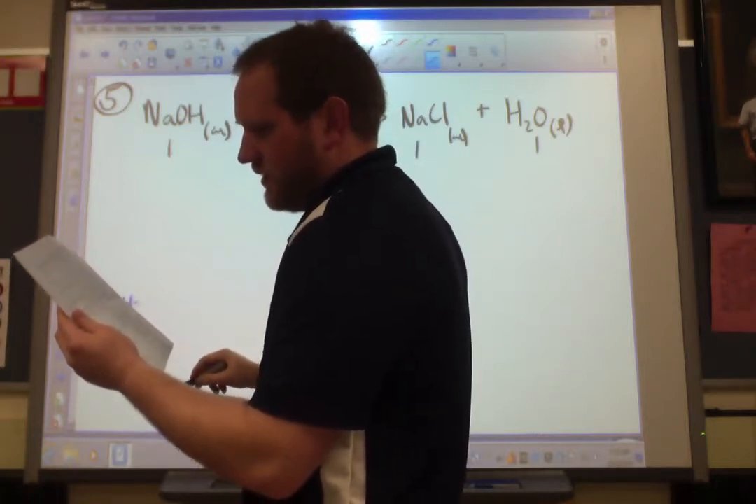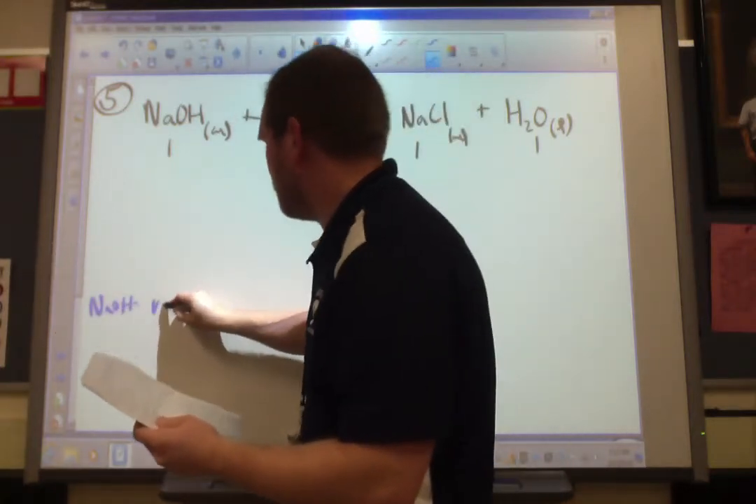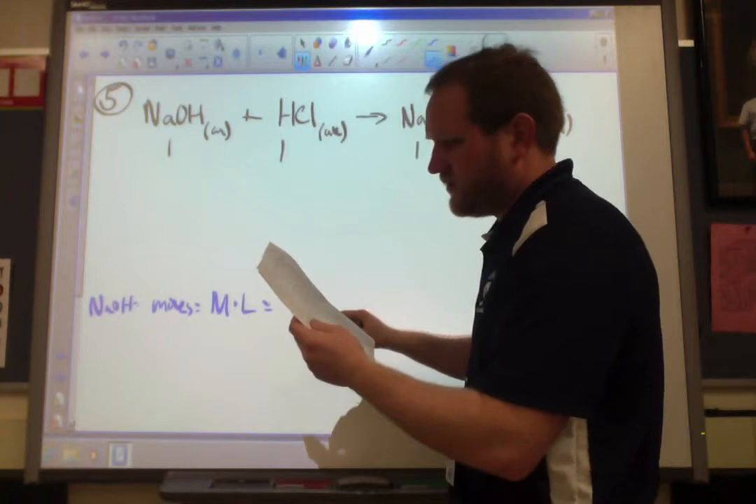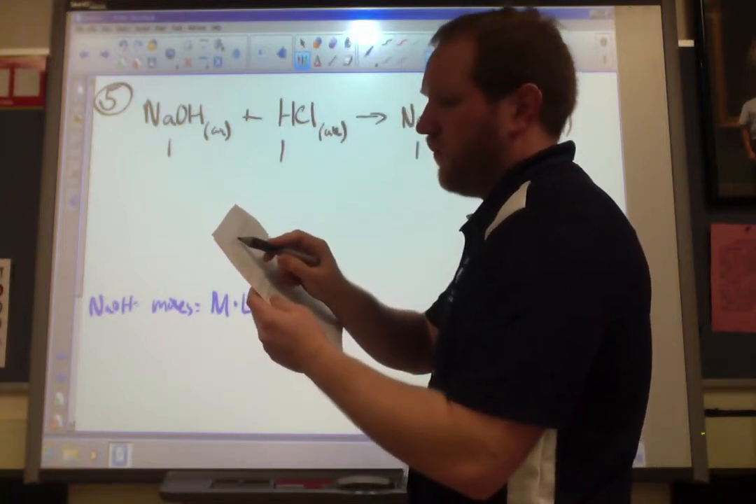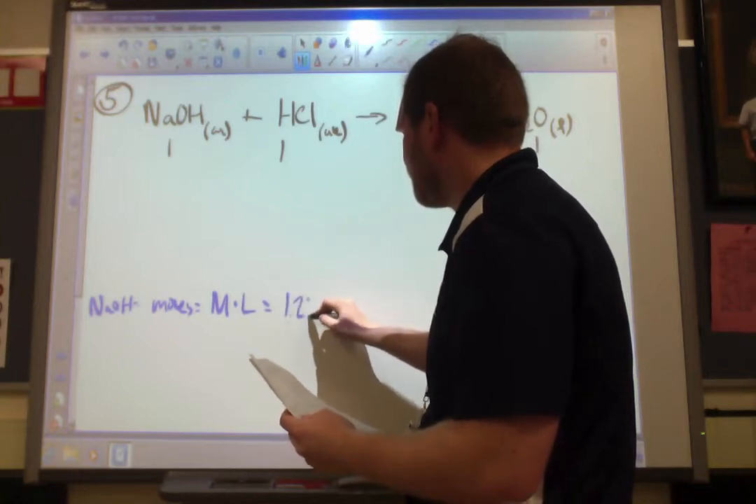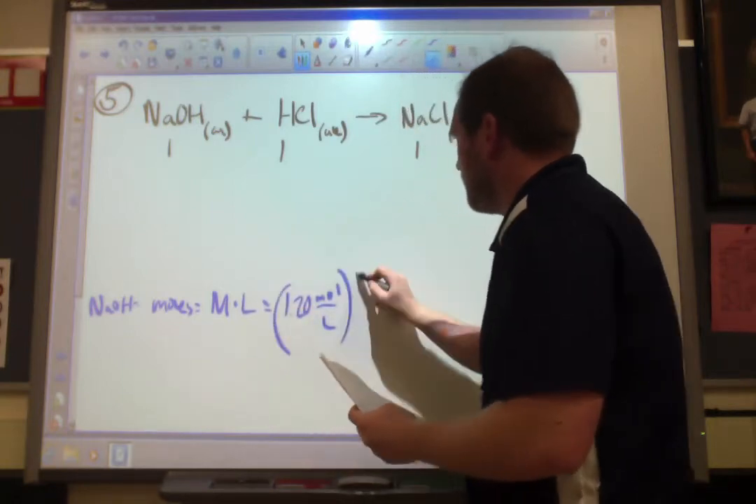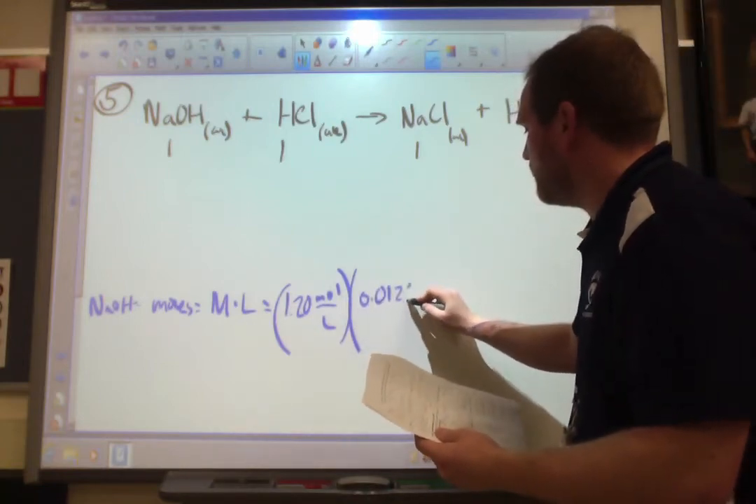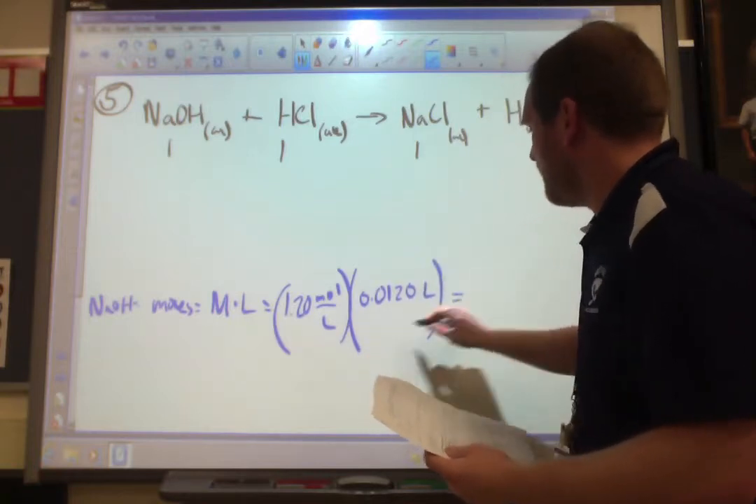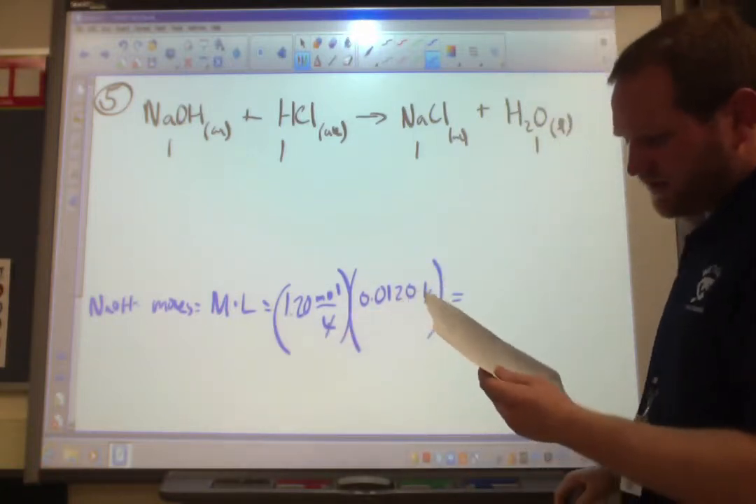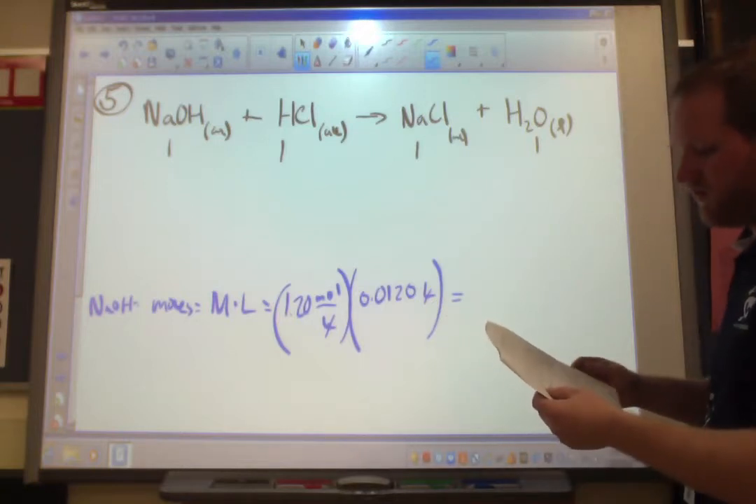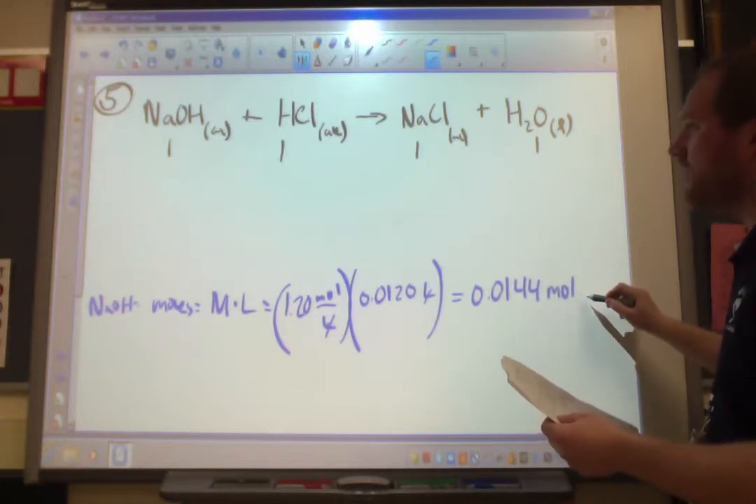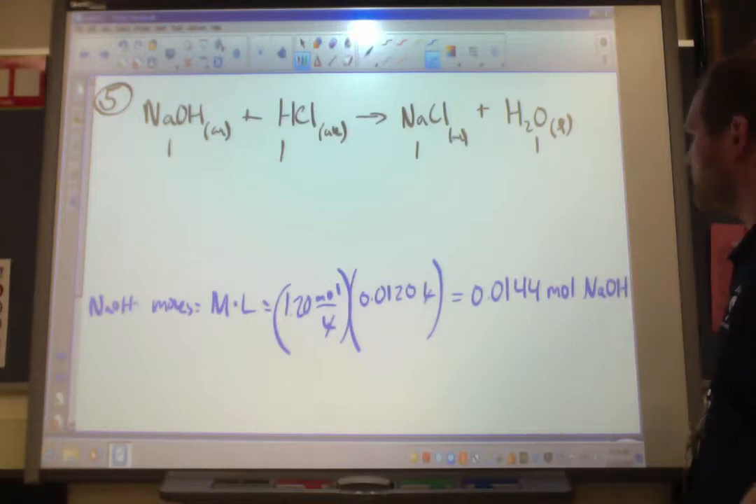Alright, so working out for the NaOH, I tell you the volume and the molarity. So moles equals molarity times liters, which in this case is 1.20 moles per liter times my volume, which is 12 milliliters, converted into liters is 0.0120 liters. Liter cancels liter, and that equals 0.0144. And that's moles of NaOH. So that's how much went in over here.